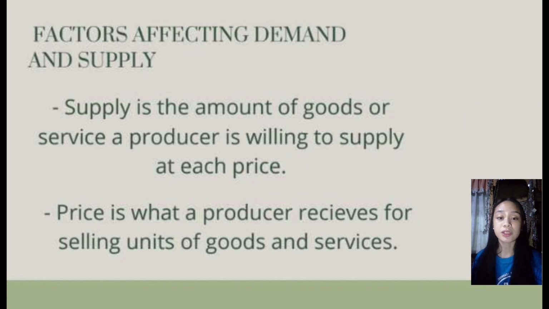Factors affecting demand and supply. Supply is the amount of goods or services a producer is willing to supply at each price. Price is what a producer receives for selling units of goods and services.